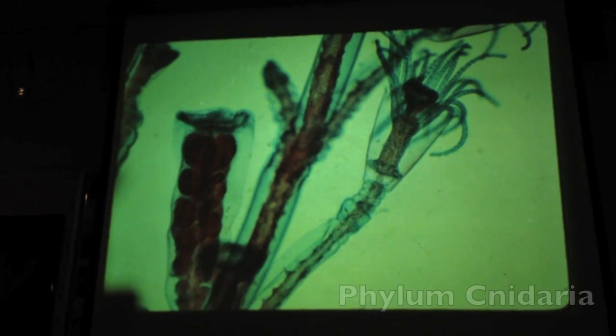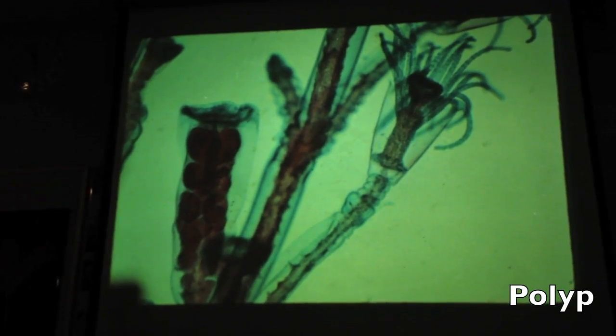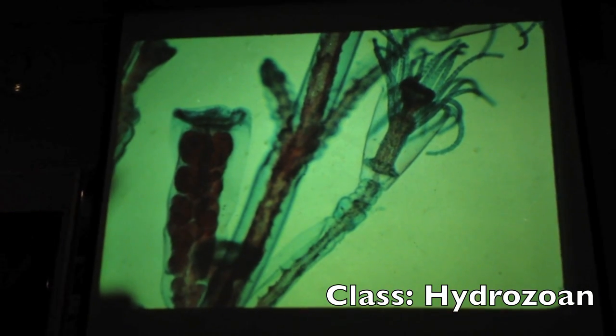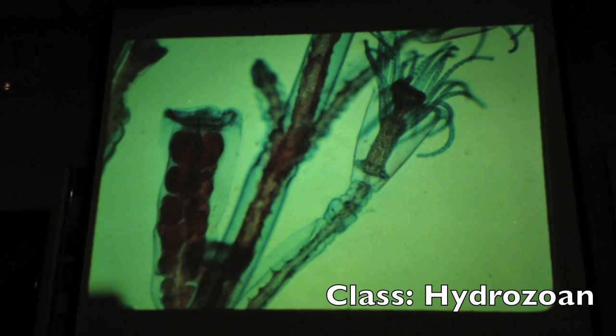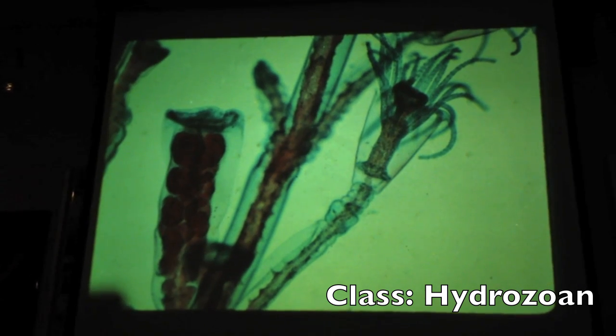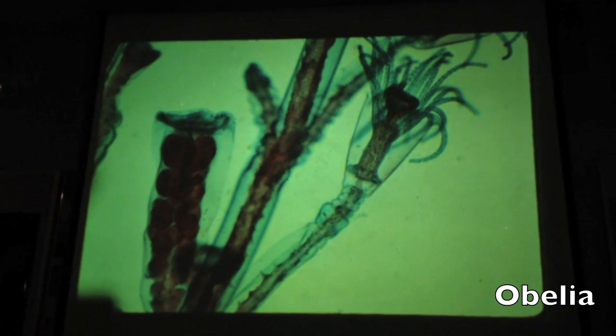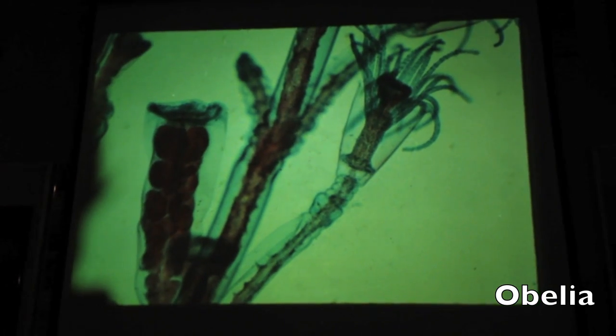Cnidaria. Is this a polyp or a medusa? Polyp. Okay. And which of the three classes is this? So this is one that was growing in fresh water. That makes it a hydrozoan. But this is that Obelia.